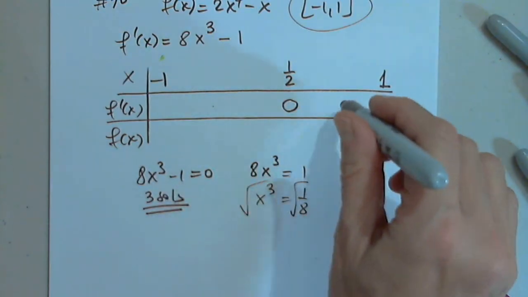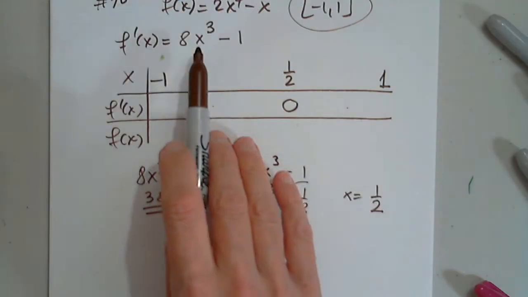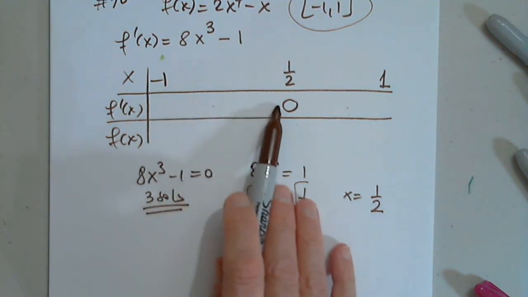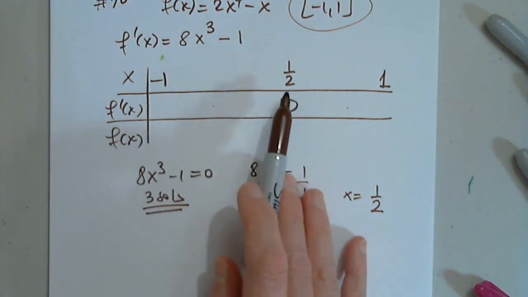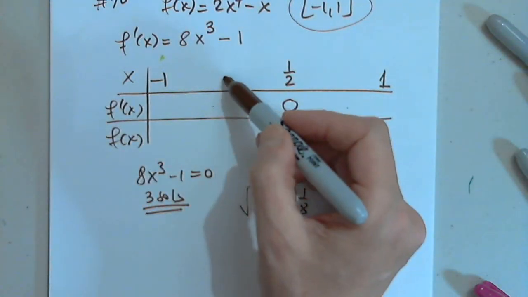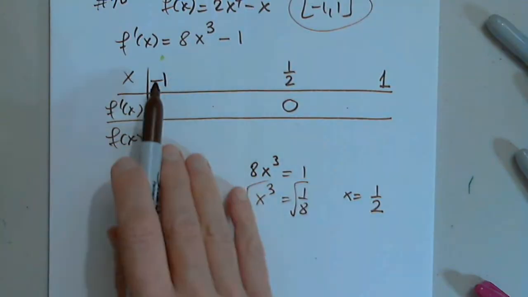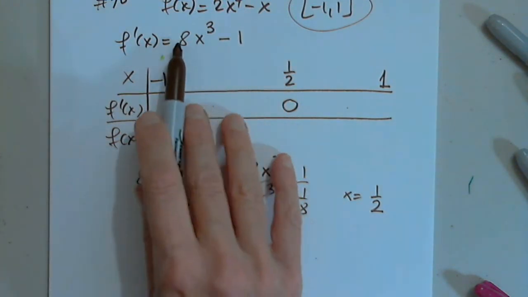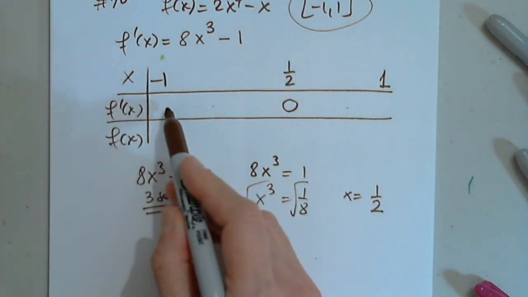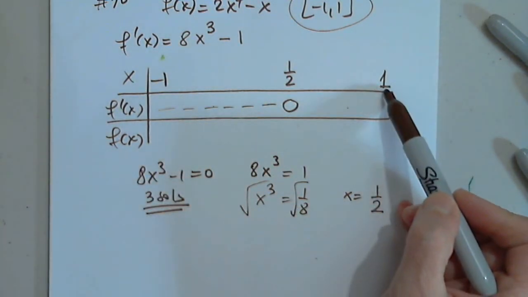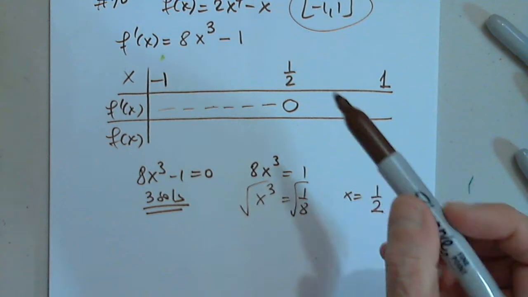Now let's study the sign of the derivative. I just need the sign, I don't need the number. Any number to the left of 1/2, you can plug in 0. That's the easiest. 0 is between negative 1 and 1/2. So when you plug in 0, what is the sign of this expression? Negative. Very good. On the other side, let's plug in 1. 8 minus 1, positive.